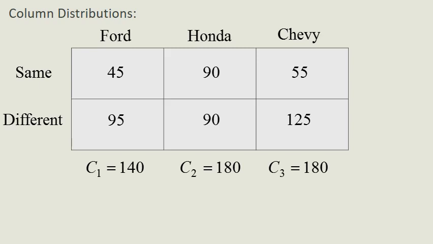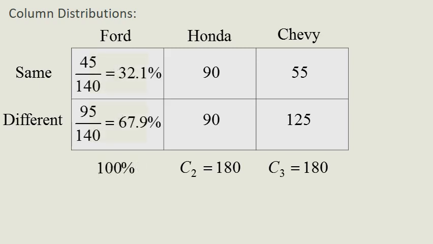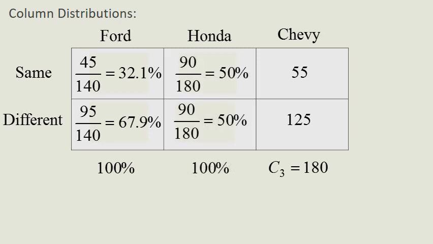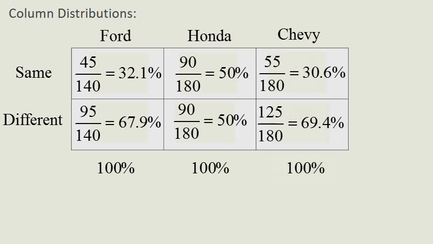Next, we'll look at column distributions. The idea is very similar to row distributions, except now we'll be dividing by column totals. There are a total of 140 Ford customers, and after we divide by the total, we get these percentages, and they add up to 100%. There are 180 Honda customers, and after we divide by that total, we get these percents. And we can do the same thing for Chevy customers.